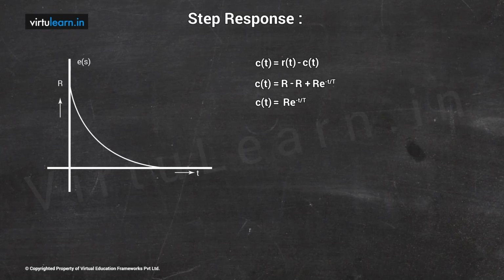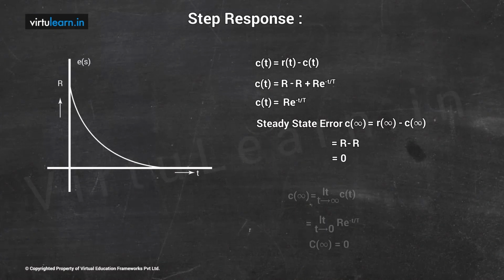So as your response is increasing and trying to reach R, your error is decreasing from R to 0. Therefore what is the steady state error? We can write E of infinity is r of infinity minus C of infinity. So your r of infinity is R, C of infinity is also R, therefore E of infinity is 0. This way we can find the steady state error. So in this particular system the steady state error is 0.